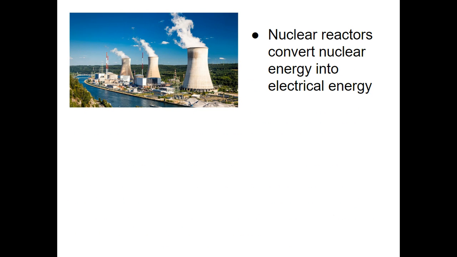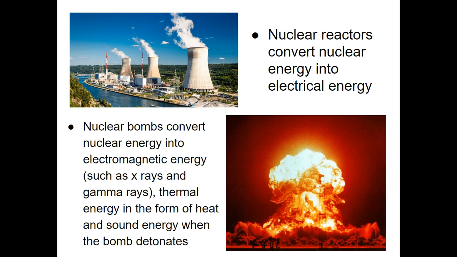Here's an example of nuclear energy. We have a nuclear power plant, which converts nuclear energy into electrical energy. And we have nuclear bombs, which convert nuclear energy into electromagnetic energy, such as X-rays and gamma rays, which is why nuclear bombs end up releasing a lot of radiation, which causes cancer in people. It also releases a lot of thermal energy in the form of heat, hence the big fireball, and the sound energy it releases when the bomb detonates.